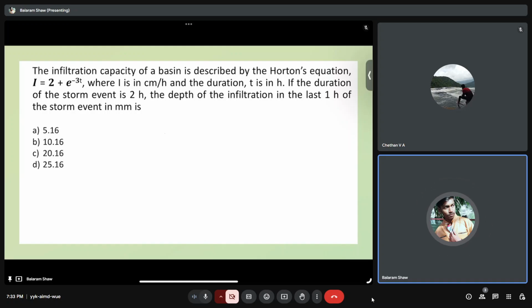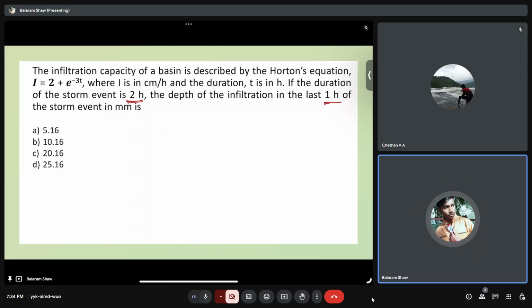Next question: the infiltration capacity of a basin is described by Horton's equation, I equals 2 plus e to the power minus 3t, where I is in centimeter per hour and the duration t is in hours. If the duration of the storm event is 2 hours, find the depth of infiltration in the last 1 hour of the storm event. Just calculate this after me. It's simple like this. The total duration of the storm is 2 hours.